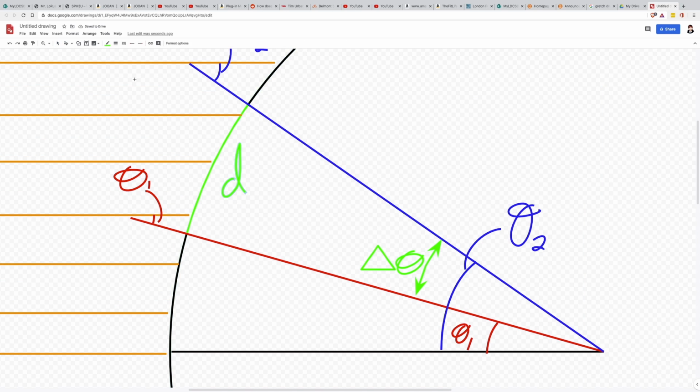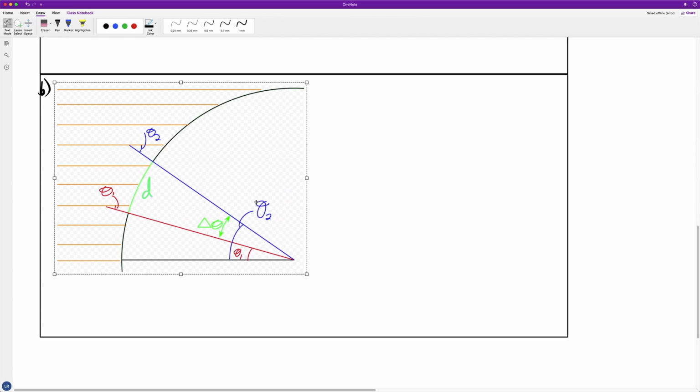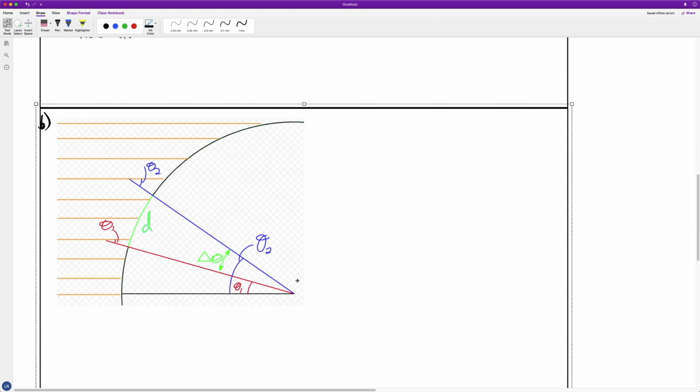All right, so now here is the next important concept. What we're going to do is take this diagram and bring it over into OneNote. All right, here we are back in OneNote. So the next concept: we're trying to find the radius of the planet. Well, we need to understand a couple of things. One, what is the relationship between this change in angle and this distance d? Believe it or not, you already know this relationship. You just don't realize that you know it yet.